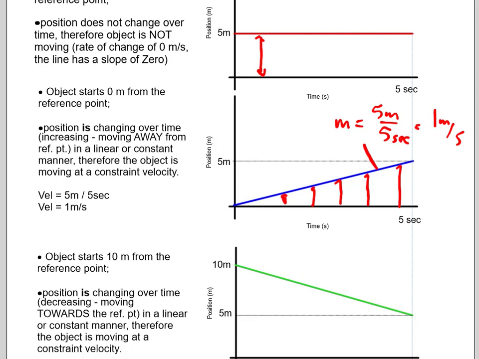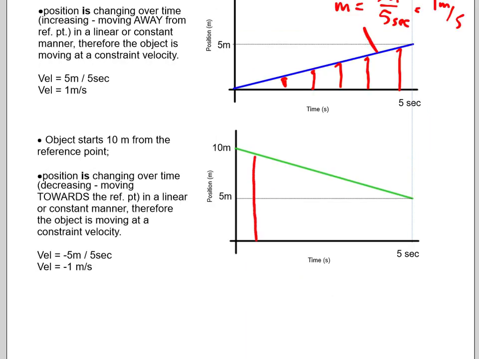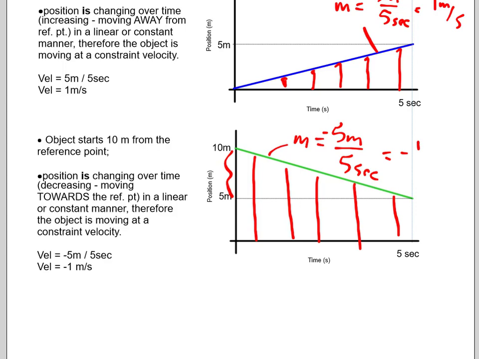Okay, and then we have the green one down here. You can see this position here is getting smaller. So this again is a moving object, but this time it's moving toward the reference point. And again, you could find the slope of that line. Just make sure you don't use the 10. You have to use the difference, or the change. So the change is negative 5 meters over 5 seconds. So we would get negative 1 meter per second. Okay, that's a quick recap of position time graphs. So the key pieces there are the direction of the object moving, either away or toward, and the slope of the line is the velocity of the object.